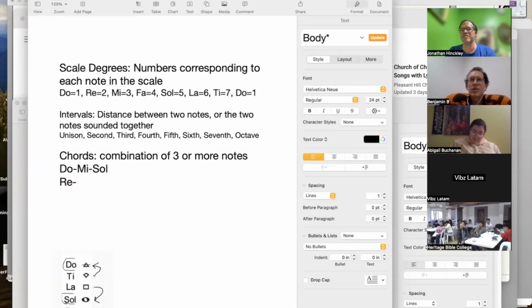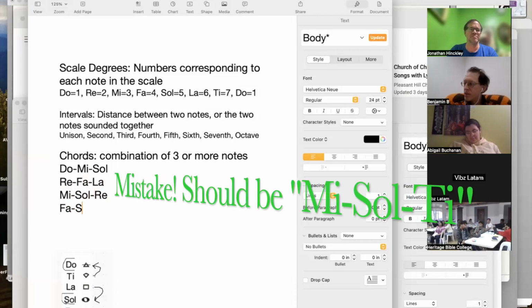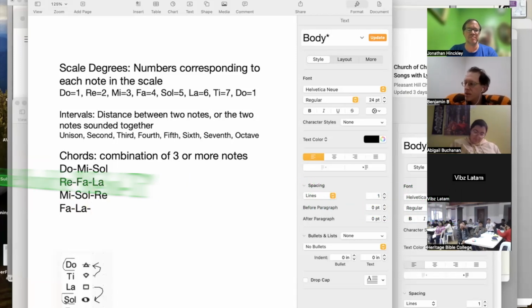So then if I were to make a chord based on re, it would be re. I would skip over mi and then go to fa, skip over sol and go to la. So every time each one of these chords is going to skip over notes. And we want to really work on memorizing these. They're going to be super important.